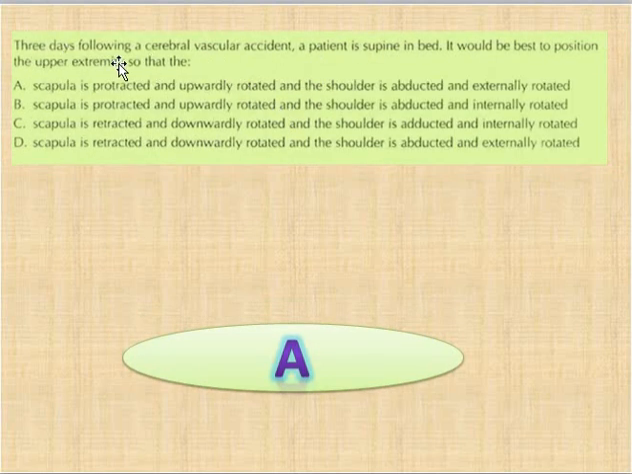Okay, 3 days following a CVA, cerebral vascular accident, a patient is lying in bed. It would be best to position the upper extremity so that: option A, the scapula is protected and upwardly rotated and the shoulder is abducted and extended; B, the scapula is protected and upwardly rotated and the shoulder is abducted and rotated.